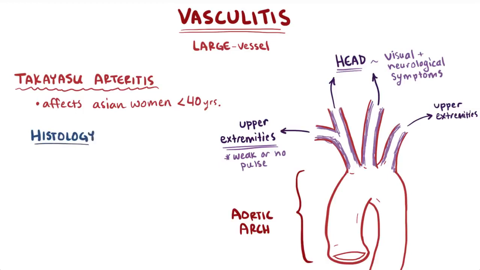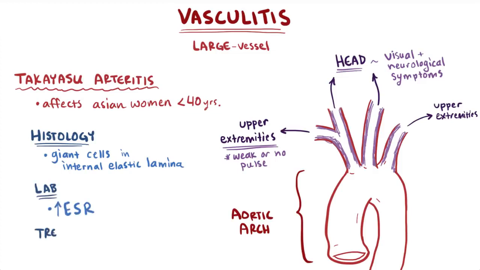Histopathologically, it's pretty similar to giant cell arteritis because in Takayasu arteritis, you still see giant cells and granulomatous inflammation in the internal elastic lamina of the blood vessel. In addition, the erythrocyte sedimentation rate will be elevated, and Takayasu arteritis is treated with corticosteroids.